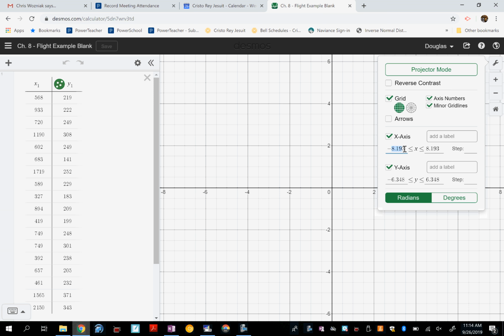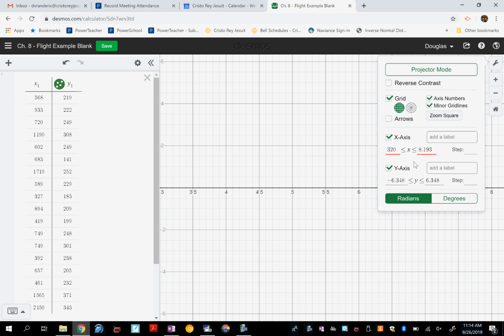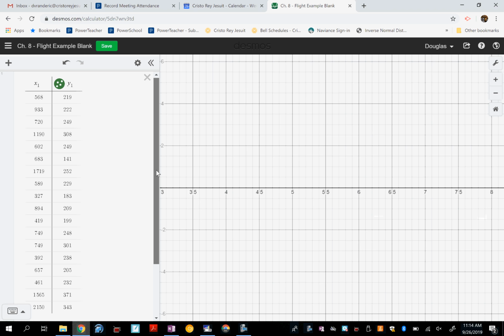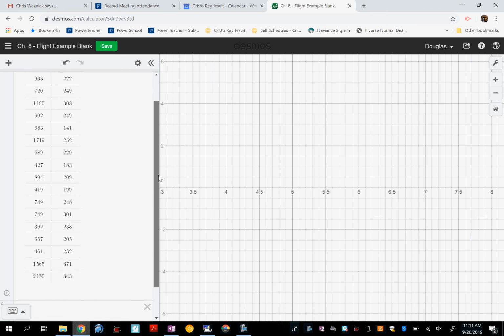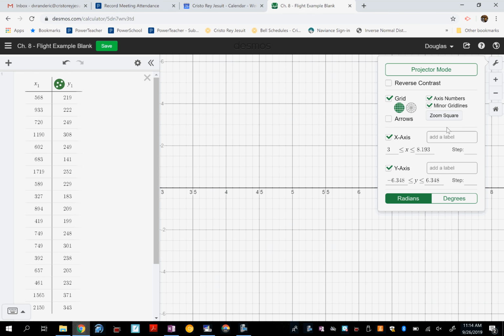What is our lowest or shortest distance? 327. 327, so 320. And then our longest distance? What was it? 2,150? Yes.